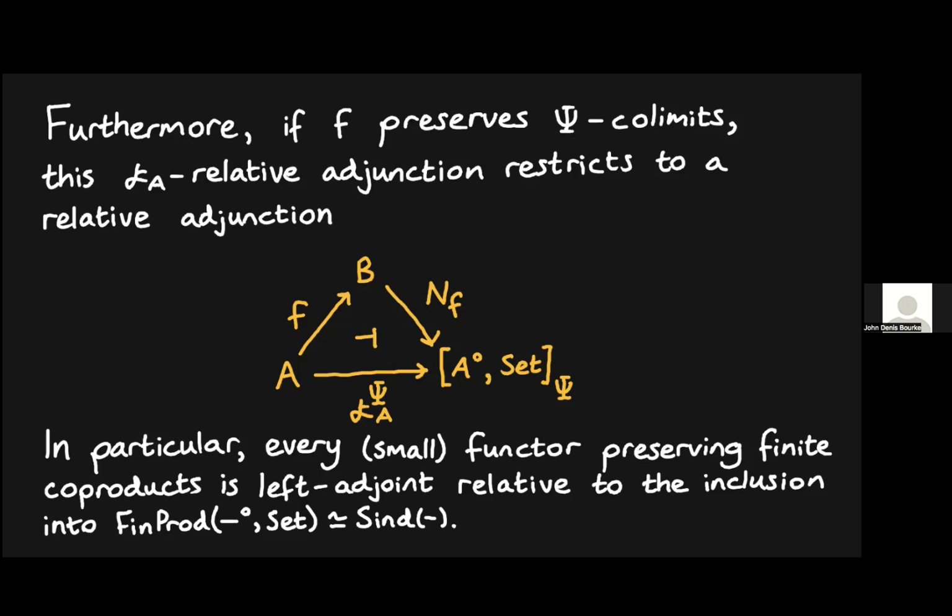And it turns out that it's a well-known fact that this is equivalent to the cocompletion of the domain under sifted colimits. And this is where we're starting to see some of the structures we had right at the beginning here. And the converse is also true. Every functor which is left adjoint relative to the inclusion into the sifted cocompletion preserves finite coproducts.